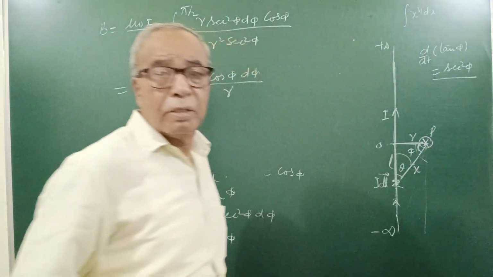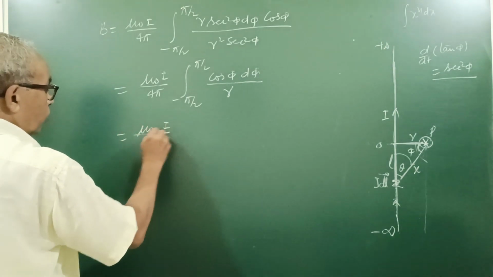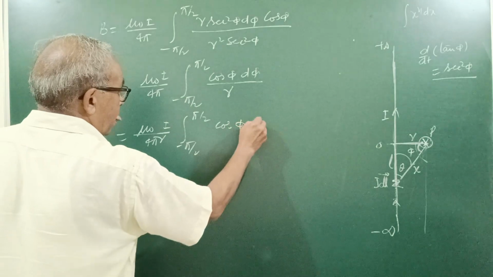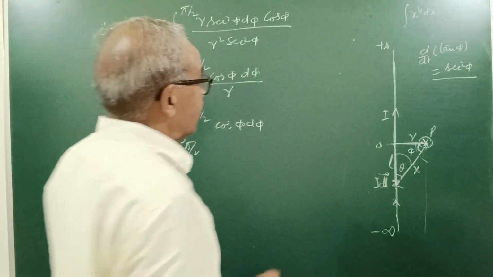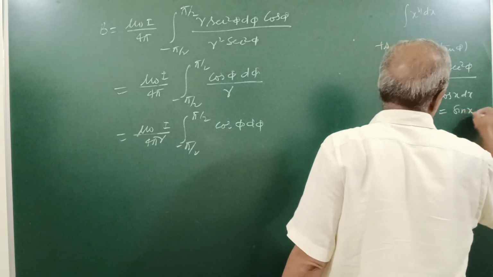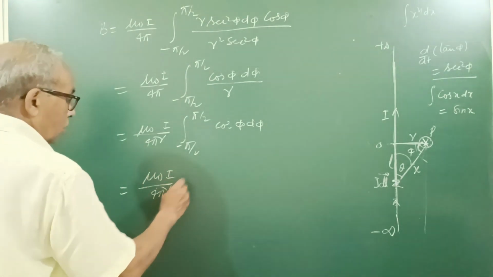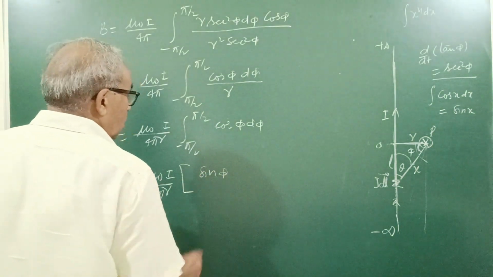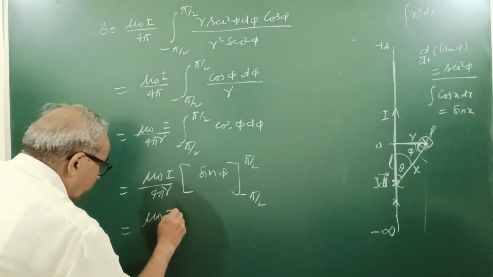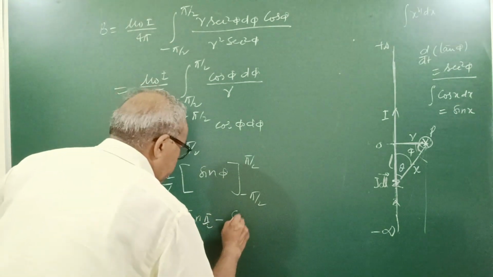This r is also a fixed distance, this is also constant, so what you can do: mu 0 I upon 4 pi r, and integral from minus pi by 2 to pi by 2 of cos phi d phi. इंटीग्रेशन cos phi d phi यानी कि इंटीग्रेशन cos x dx एक्चुअली sin x. तो यहाँ पर ये क्या होगा? mu 0 I upon 4 pi r और लिमिट लगेगी तो ये होगा sin phi, अपर लिमिट pi by 2, लोअर लिमिट minus pi by 2. mu 0 I upon 4 pi r into sin pi by 2 minus sin minus pi by 2.